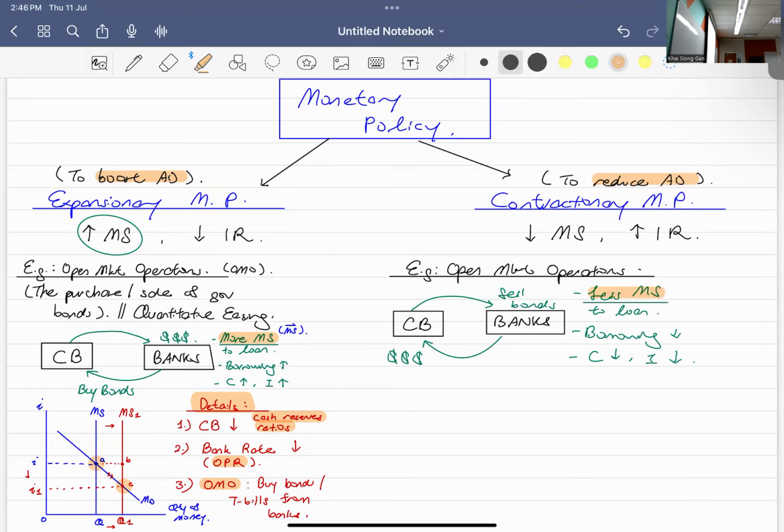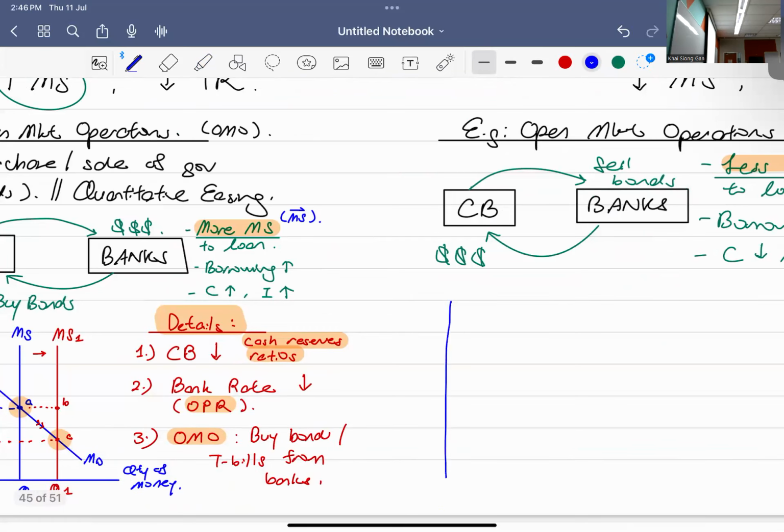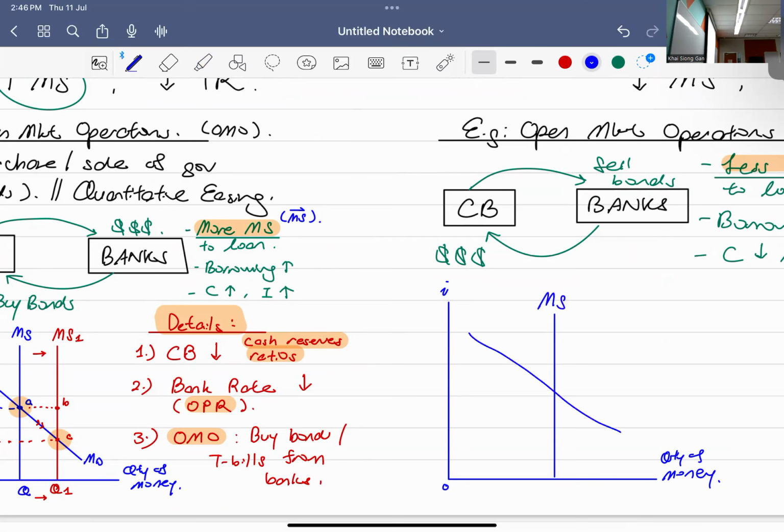So how is it going to look with the use of a graph? Same thing, let's show the graph here. You have the y-axis, the x-axis, and the origin: interest rate and quantity of money. You have the money supply, which is a vertical straight line, and you have the money demand as usual. At first you are at point A with this interest rate and this quantity of money.